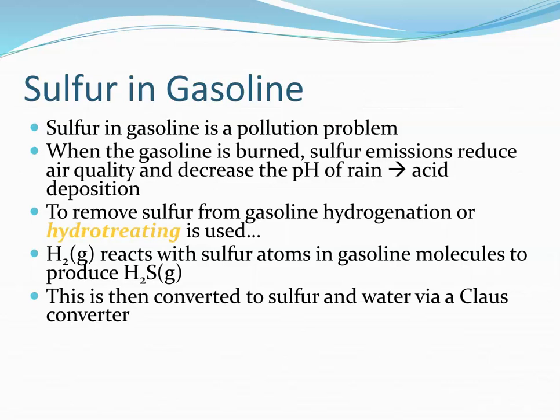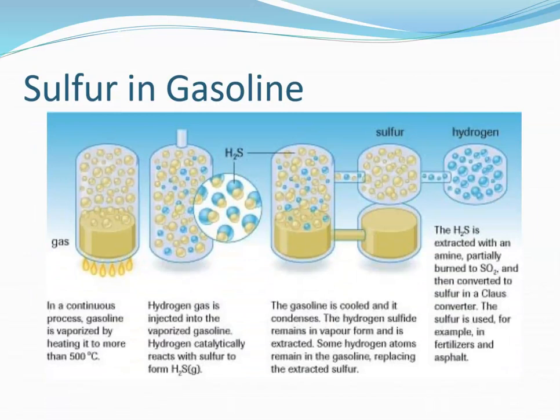Hydrogen is applied and reacts with sulfur atoms in the gasoline to form H2S. The H2S is then converted to sulfur and water in a Claus converter. This diagram shows how the hydrogen reacts with the sulfur in gasoline.